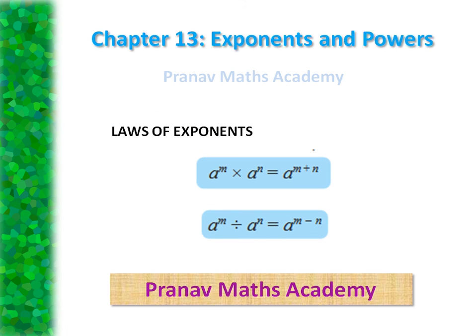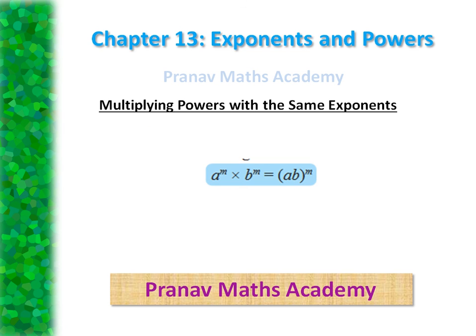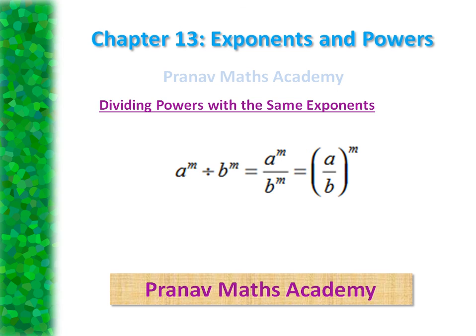Laws of exponents. A power m into a power n equal to a power m plus n. A power m divided by a power n equal to a power m minus n. Taking power of a power. If a power m the whole power n is given, then we have to write it as equivalent to a power mn. Multiplying powers with the same exponent. A power m into b power m equal to ab the whole power m. Dividing powers with the same exponent. A power m divided by b power m, we can write it as a by b the whole power m.